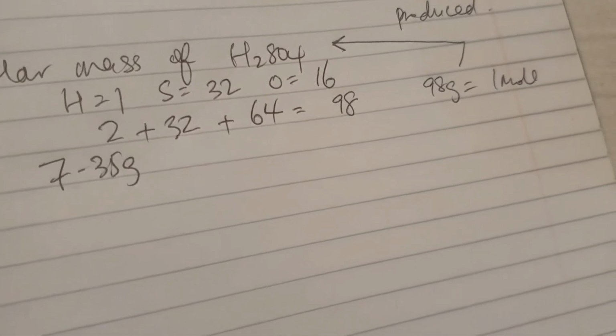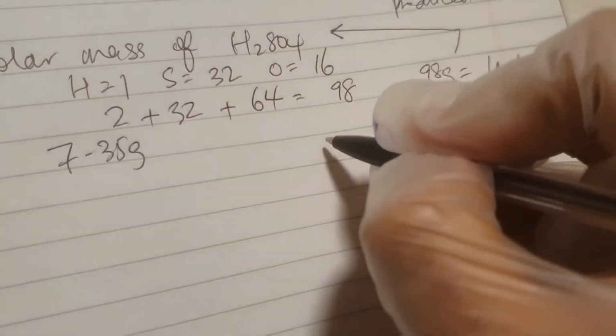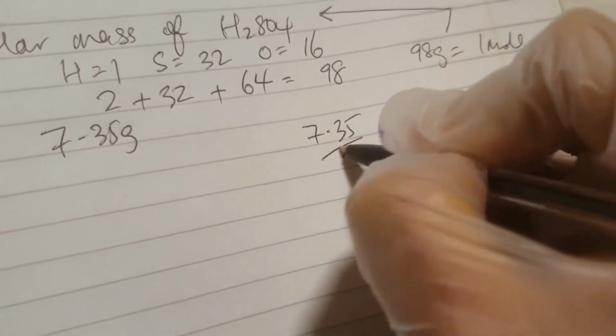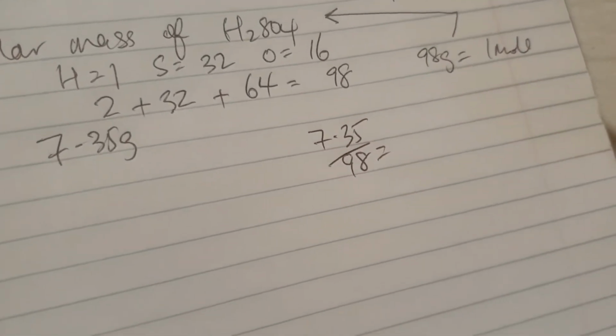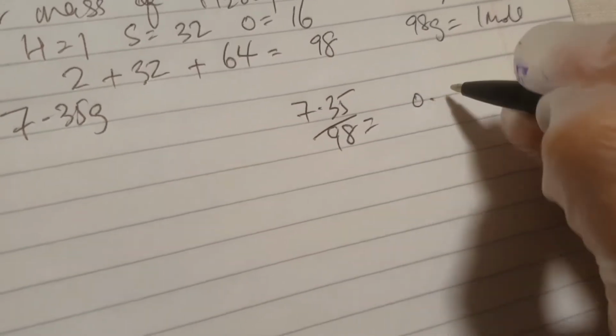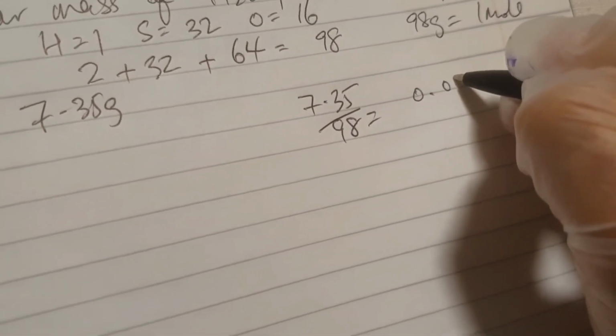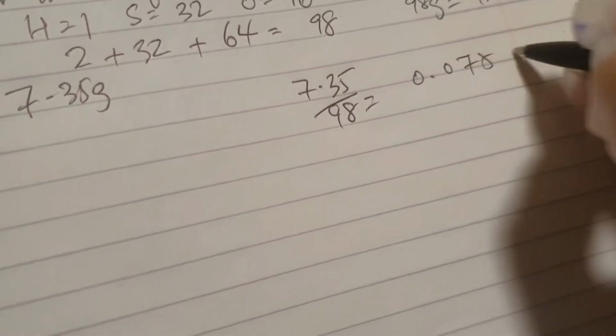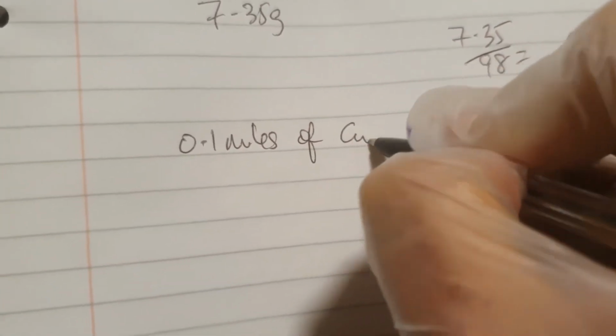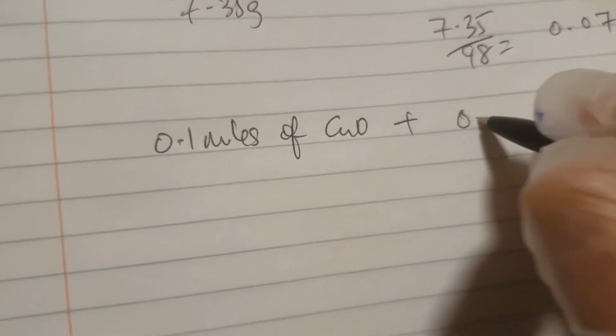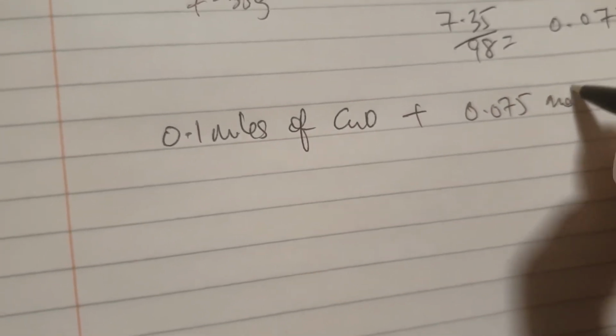So we need to do 7.35 divided by 98. That will give you the number of moles, which should be 0.075 moles. So what we're saying is that we have 0.1 moles of CuO, and we have 0.075 moles of H2SO4.